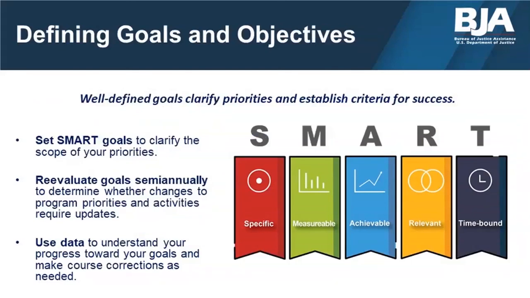It is important to write well-defined goals and objectives to clarify your priorities and highlight criteria for success. The SMART mnemonic walks you through important dimensions of good goals and also objectives. They should be specific, measurable, attainable, relevant, and time-based. We recommend that you reevaluate your goals twice a year to determine whether they should be updated and use data to drive this process.